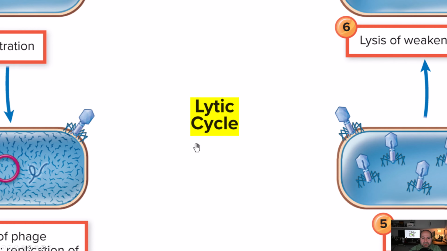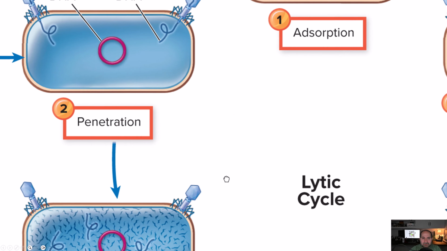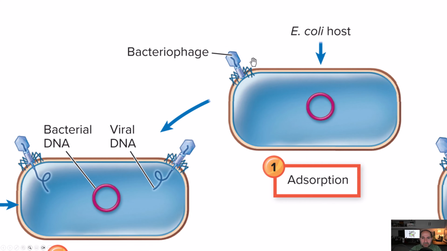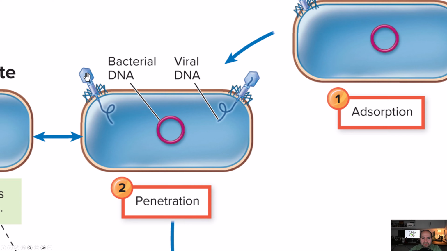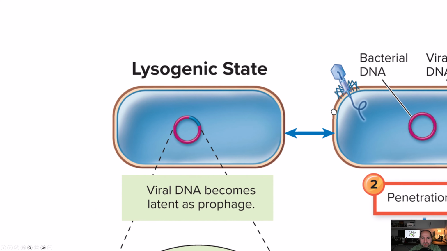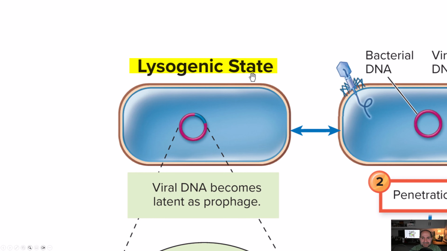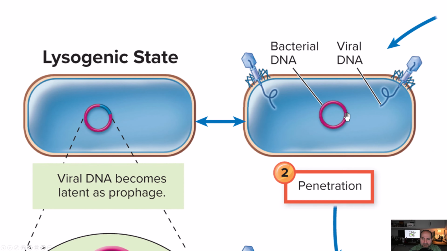But remember, in addition to the lytic cycle, virion can enter, upon penetration, these bacteriophage can enter what's called the lysogenic state, which is more of a dormant or chronic state. Let me explain. Remember that the bacterial DNA is represented by this pink circle because it's a circularized single chromosome.